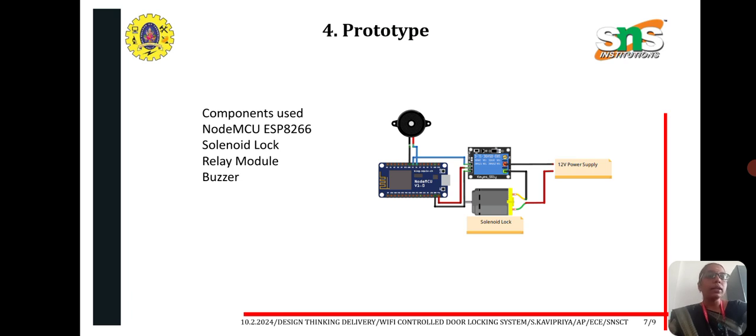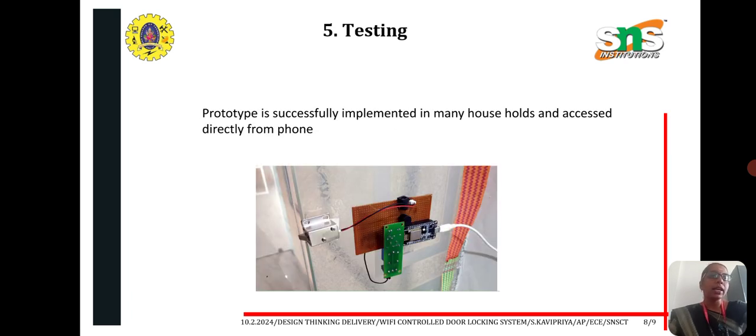So the components used for designing this particular project are NodeMCU ESP8266, and a solenoid lock is used, and a relay module is used, and a buzzer is used, and we are using a 12-volt power supply for this. And the final stage is testing. So this prototype is successfully implemented in many households, and they are directly accessed from the phone.